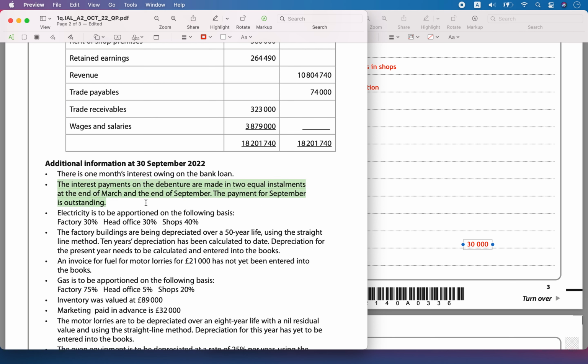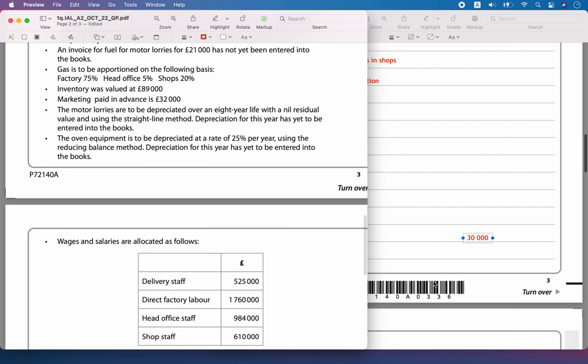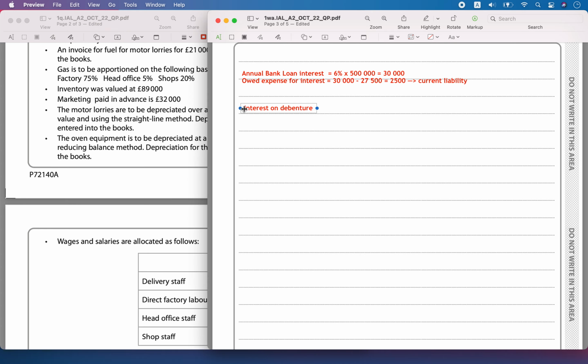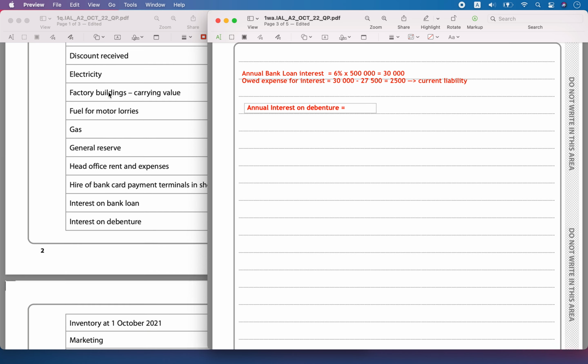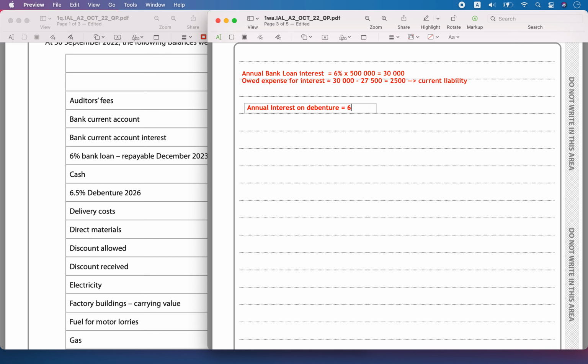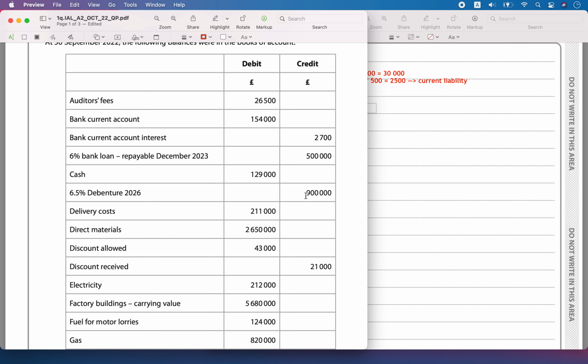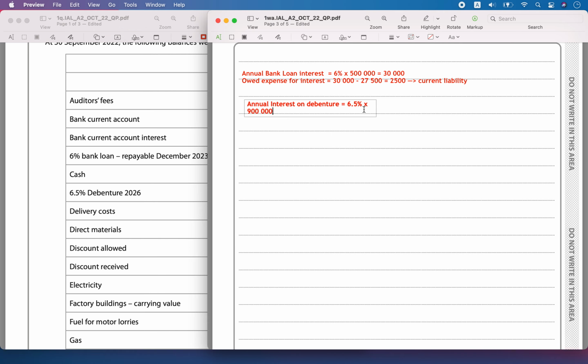Then you have the interest payment on debenture, to be made in equal installments. They are paying in 2 equal installments, one in March and one in September. The September one is outstanding. Let's calculate the annual interest payment for the debenture. That is going to be equal to 6.5% of the loan given, 6.5% of 900,000, which is equal to 58,500.